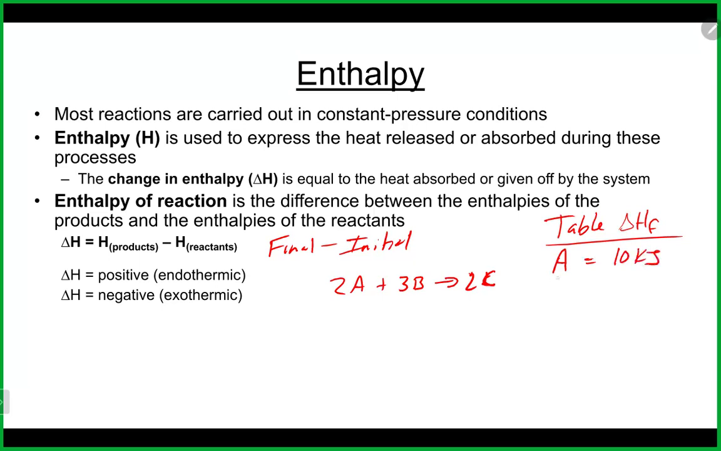I'm just making up these numbers, obviously. B, we'll go with 5 kilojoules. And maybe C is negative 110 kilojoules, right? Now, when you would go to this table, yeah.